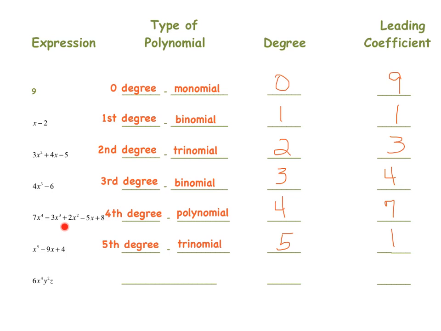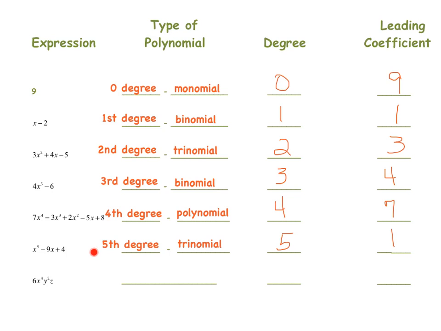Now, let's look at this one right here. This one's interesting. We actually have 5 terms, and when you have more than 3 terms, we usually just refer to it as a polynomial. We no longer distinguish or classify it by its terms, monomial, binomial, trinomial. So after 3 terms, we will just refer to everything as a polynomial. 4 terms, 5 terms, 6 terms. And then, of course, it's to the 4th degree. The degree is 4. The leading coefficient is 7.